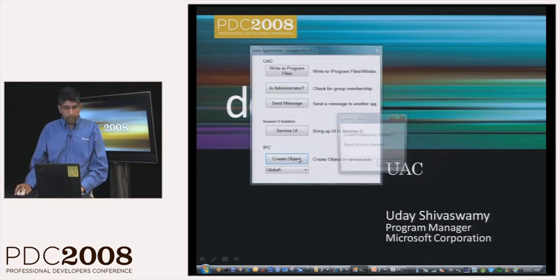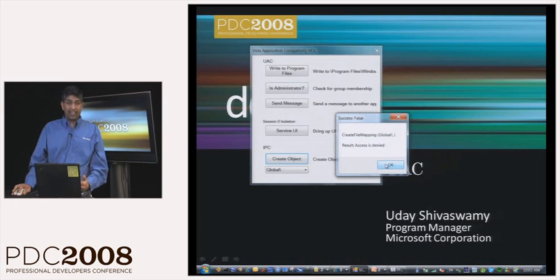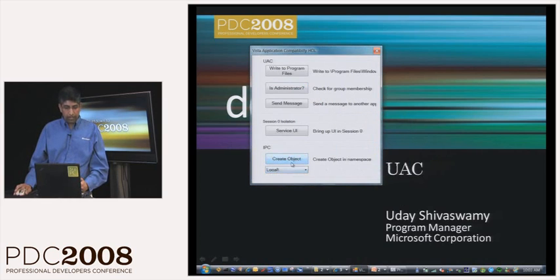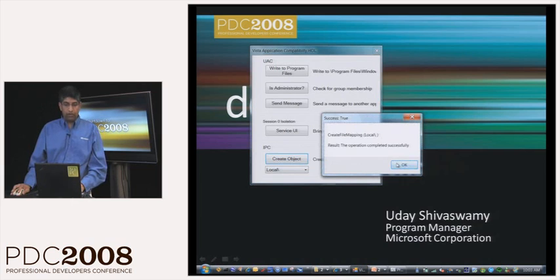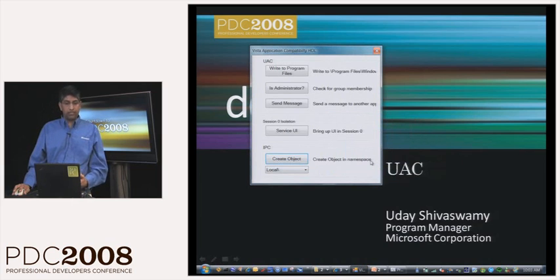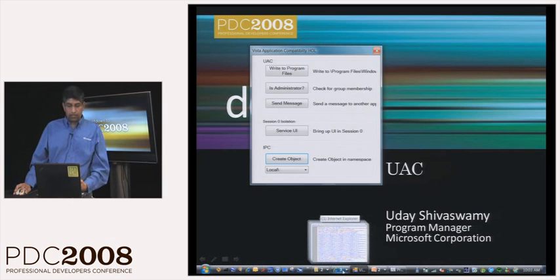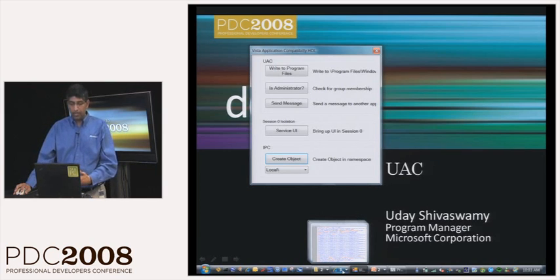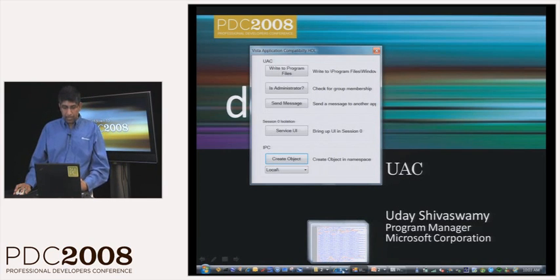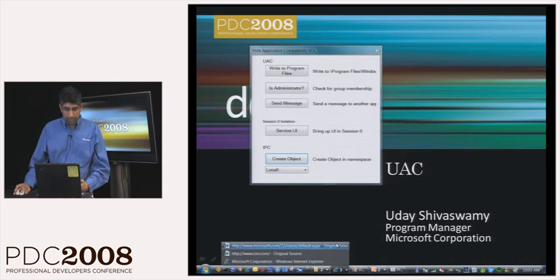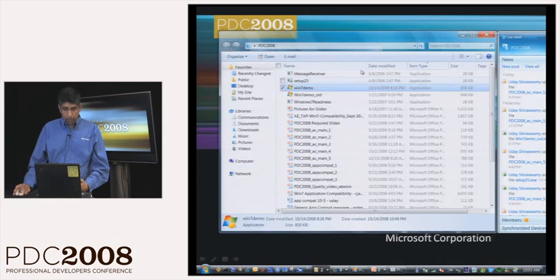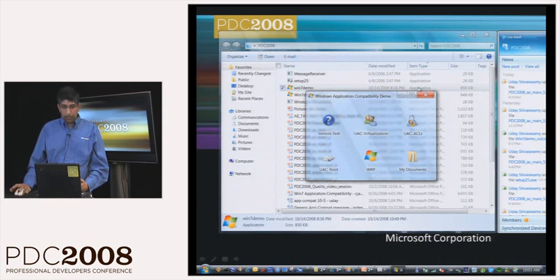Again, if I just do a check for administrator, I'm not an administrator running this particular application. Again, when I try to create a global object, obviously I cannot create one. However, if I try to create a local object, I can create it fine without any problem. So these are some of the things with UAC that come into the picture. What can you do to take control of this situation as a developer? The first thing you can do is make sure you're compliant with UAC and update your manifest and update your application. I'll show you more details around the manifest later on. But now, let me show you another application here, which is UAC compliant.